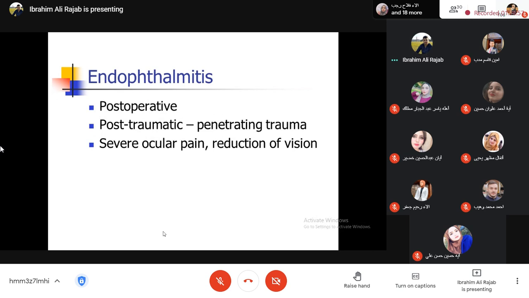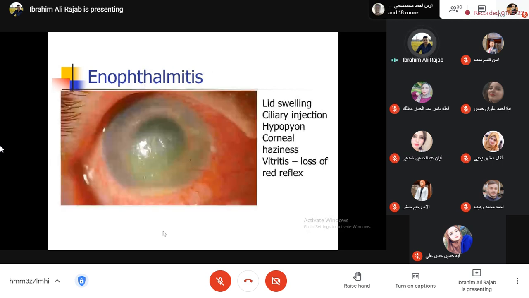Another cause of red eye is endophthalmitis. Endophthalmitis means inflammation of all layers of the eyeball, and there will be inflammation inside the anterior chamber and inflammation inside the vitreous. The cause may be post-operative, meaning we do an operation and contamination occurs, or post-traumatic. The patient presents with red eye, pain, and blurred vision. These are the signs of endophthalmitis.